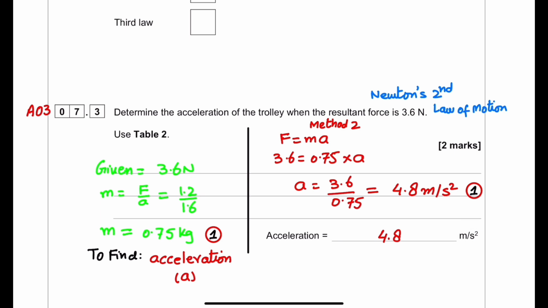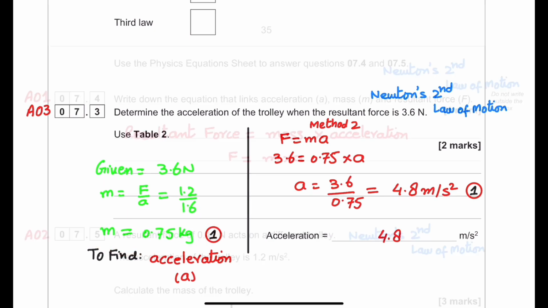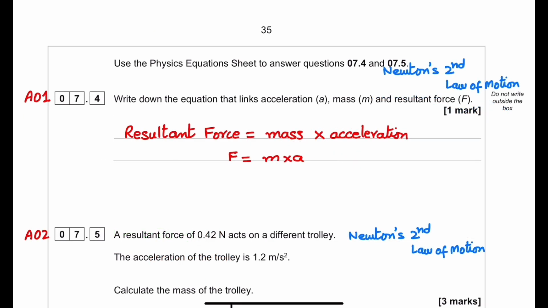Student can use any of the methods, whether the ratio and proportion method or calculating the mass first and using Newton's second law. 7.4 is an AO1 question. The student can use the equation sheet to answer 7.4. Write down the equation that links acceleration, mass, and the resultant force. So we know that the force is equal to mass into acceleration of the object, which is actually Newton's second law. So the resultant force is mass into acceleration.